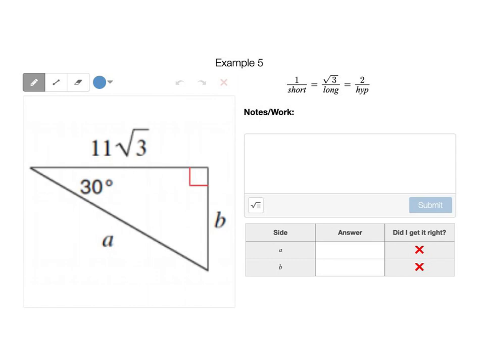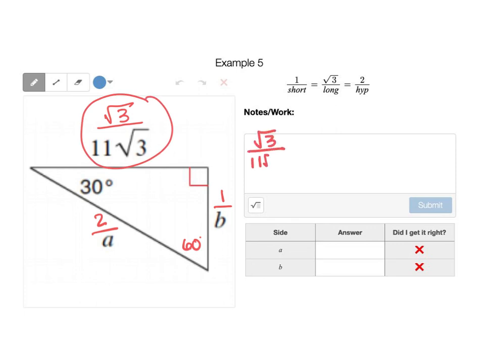Okay, here's the last example I'm going to look at with you. And 2 on the hypotenuse. Root 3 on the long leg, even though there's a root 3 there. Okay, what's in black is what they gave us. What we're writing in red are our own labels. So I'm going to do root 3 over 11 root 3 equals 1 over b. And I'm also going to do root 3 over 11 root 3 equals 2 over a.